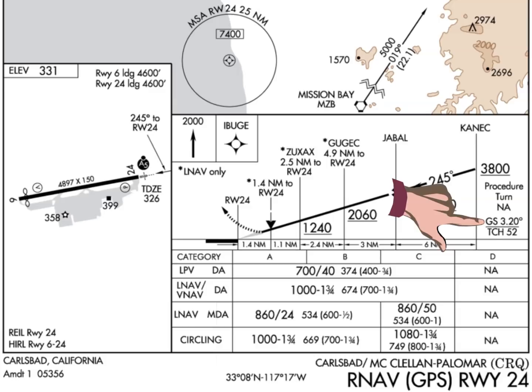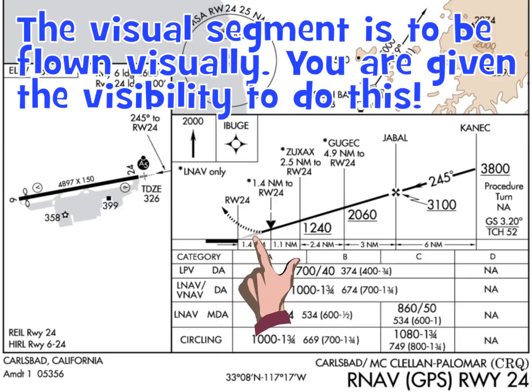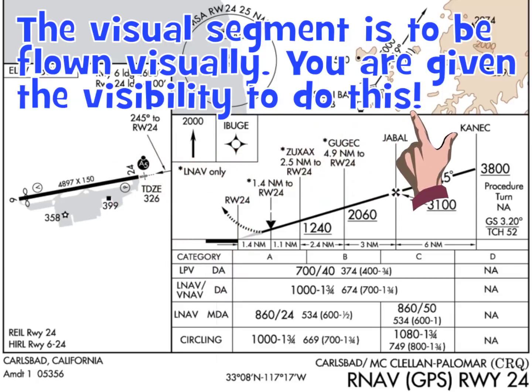That said, you must keep in mind above all else that the visual segment of any instrument approach is to be flown visually. And that means, regardless of the type of approach you are flying, RNAV or non-RNAV, you are responsible for avoiding obstacles in this segment, and you are given sufficient minimum visibility to do so, period.